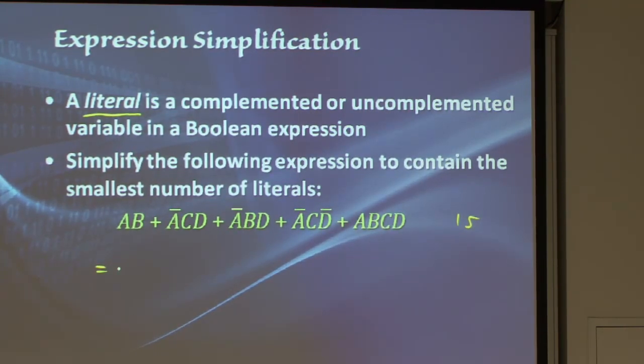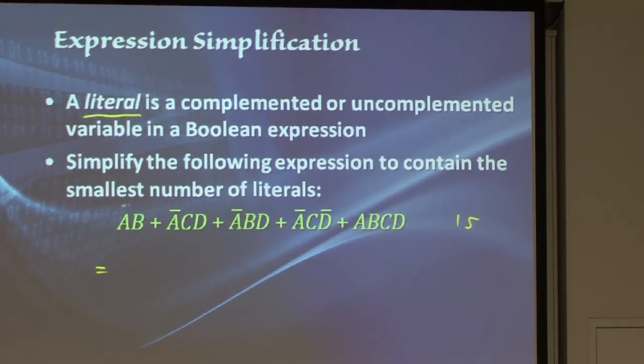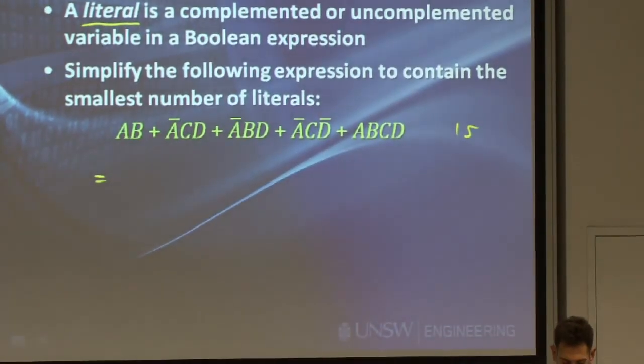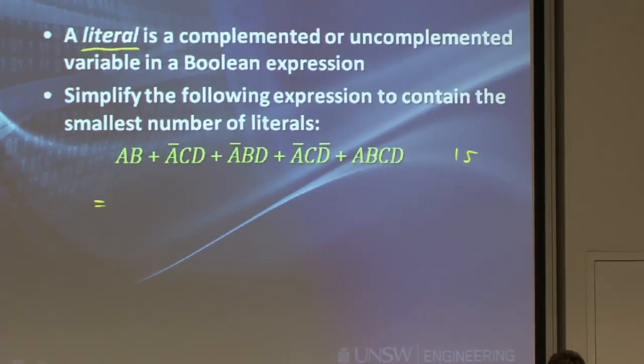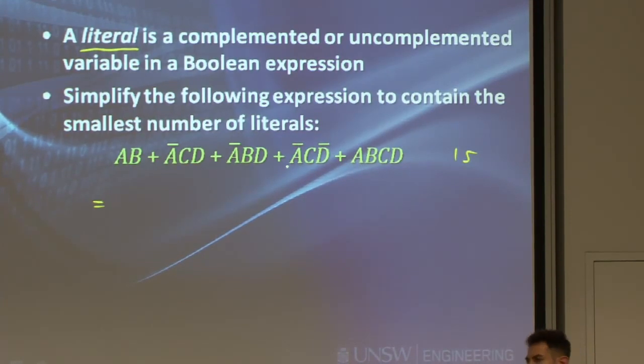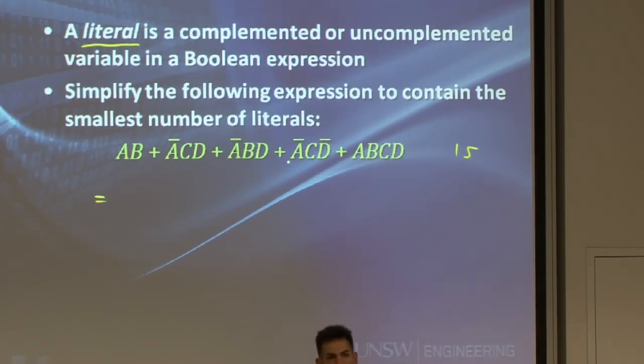Well, let me look for patterns. I see I've got an AB here, and I've got an AB here. I've got not AC here, I've got a not AC here. So these are the kind of clues you should start looking for. So let's start off with grouping them together and see how we go from there.